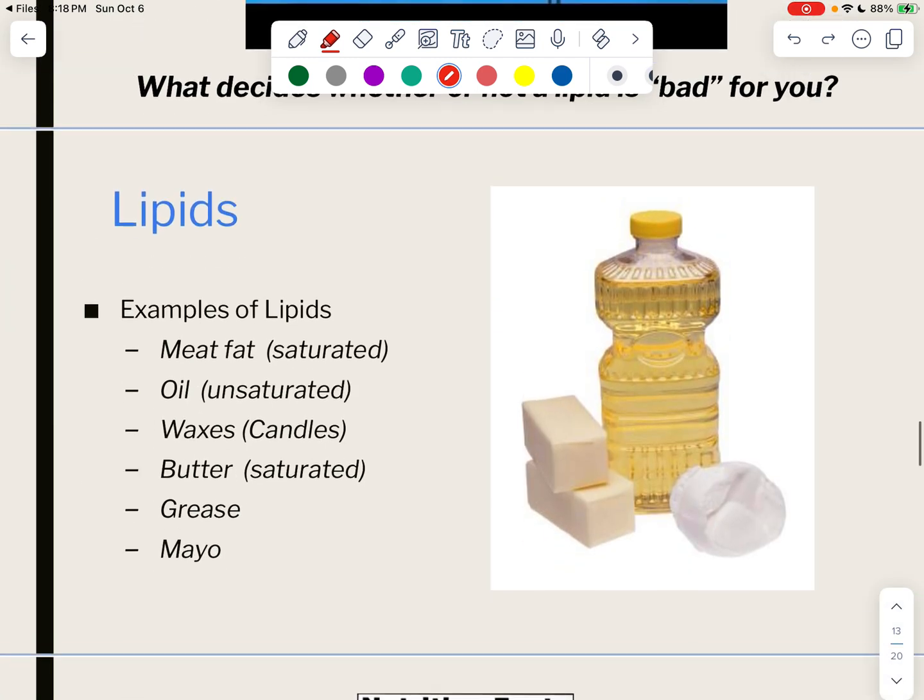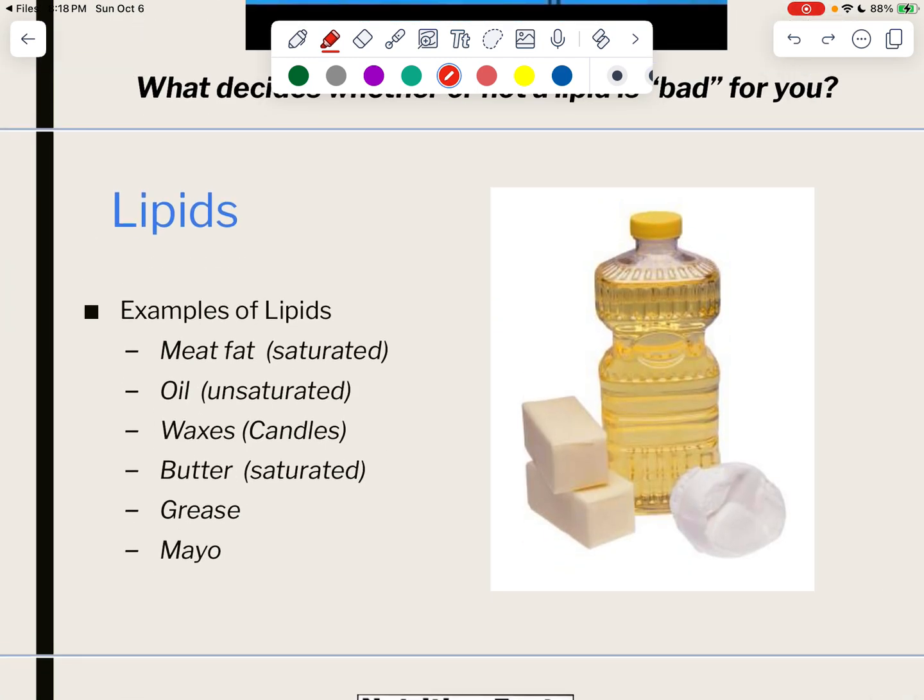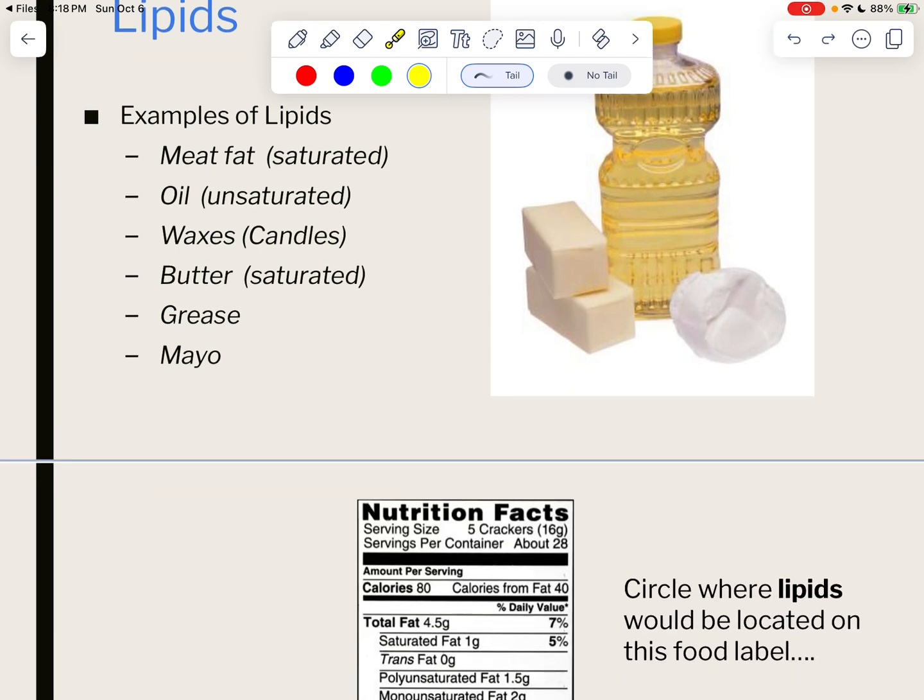Okay, so examples of lipids. We have meat fat, so fat like bacon grease or whatnot. Oil, waxes, butter, grease, mayo. So all of those are examples of lipids, and you should be able to classify if they're saturated or unsaturated given a list of examples.